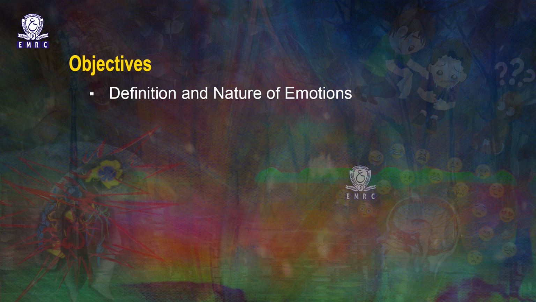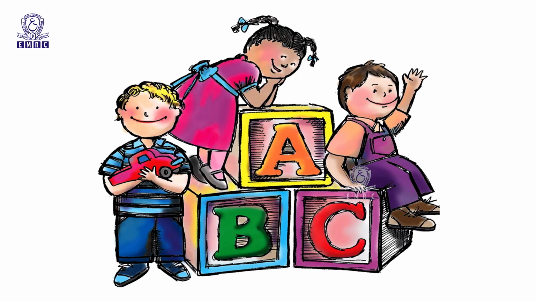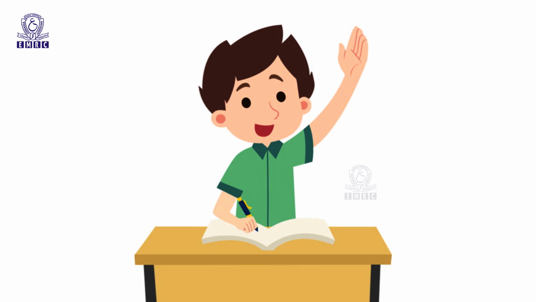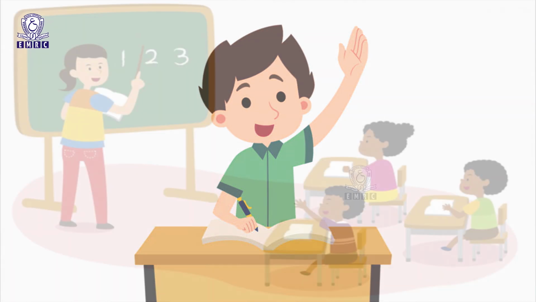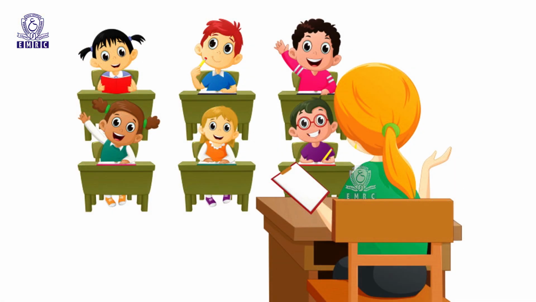So, looking at the definition and nature of emotions. The term emotion is derived from a Latin term emovere, which means to stir, to agitate, to move. Therefore, an emotion is referred to as a stirred up state of organism. A preschool boy of 4 years attending a kindergarten complained to his teacher that he felt hurt since a girl of his age sitting next to him in the class does not speak to him. The teacher was amused at the word hurt used by her pupil.